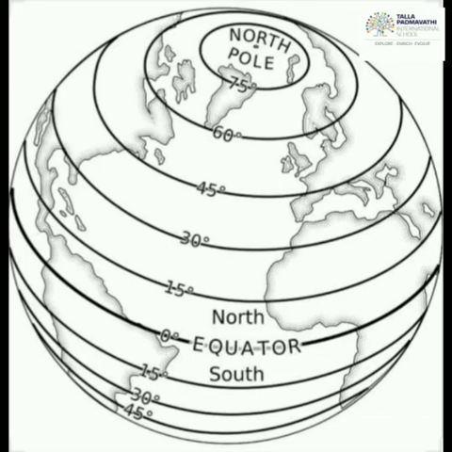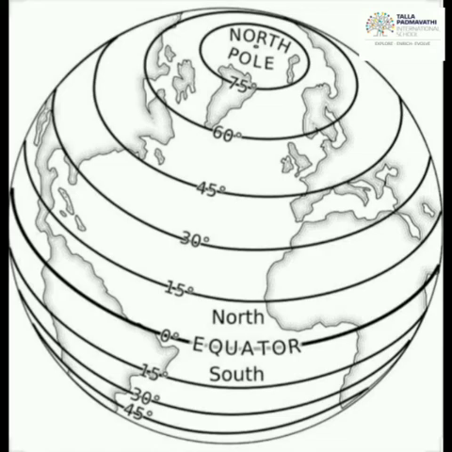From 0 degrees the numbers keep on increasing towards the north pole: 30 degrees, 45 degrees, 60 degrees, 75 degrees, and finally 90 degrees. Similarly, towards the south pole, the numbers go negative towards the below part, the southern hemisphere. You can see minus 30, minus 60, and minus 90 at the bottom end towards the southern hemisphere, the latitudinal lines.